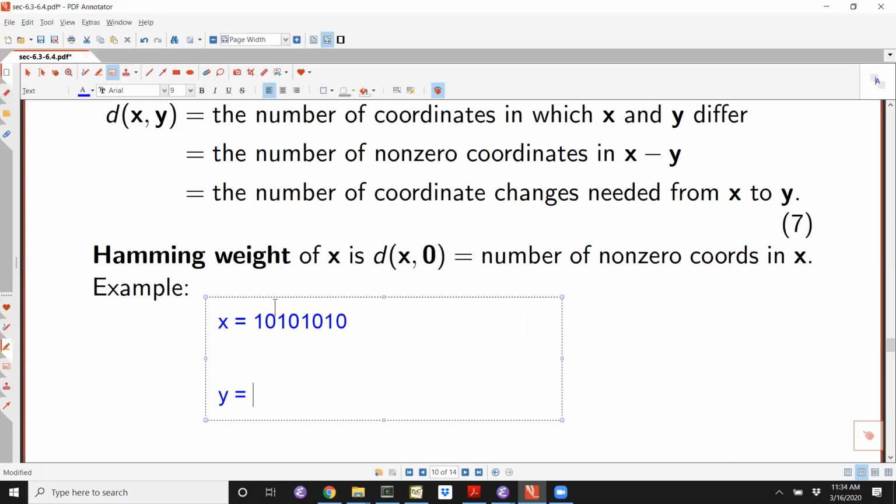Oh, actually, you guys give me some. Can somebody type in a random bit string of length 8? In the chat, or should I just do it? Oh, there's one. Okay, that was good. 1, 1, 0, 0, 1, 0, 0, 1. Okay. All right.